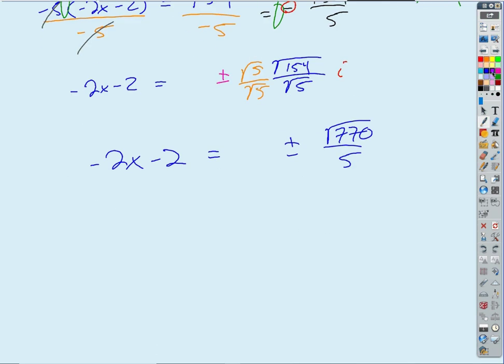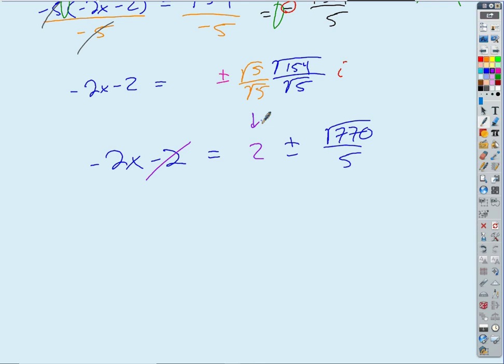Now, what are the last two steps in order? Add 2. Okay, add 2. Right, now I don't need to put a plus sign there, do I? But I'm going to put it in front of the plus or minus, right? So I've got a number plus or minus something. Do you have to do that? No. Is it a great idea? Yes, it is. Okay. And then finally, you said the last step is?